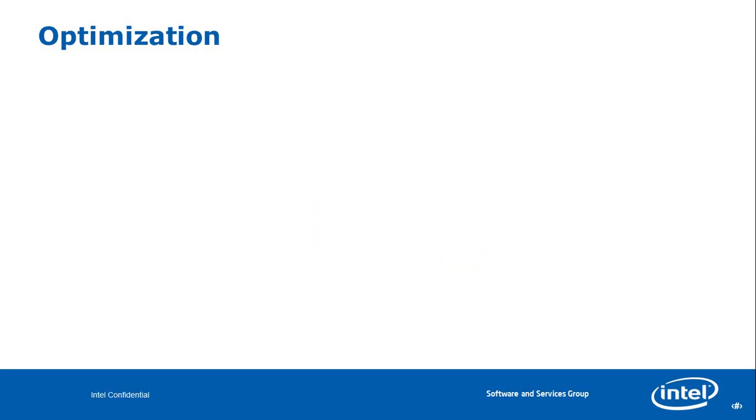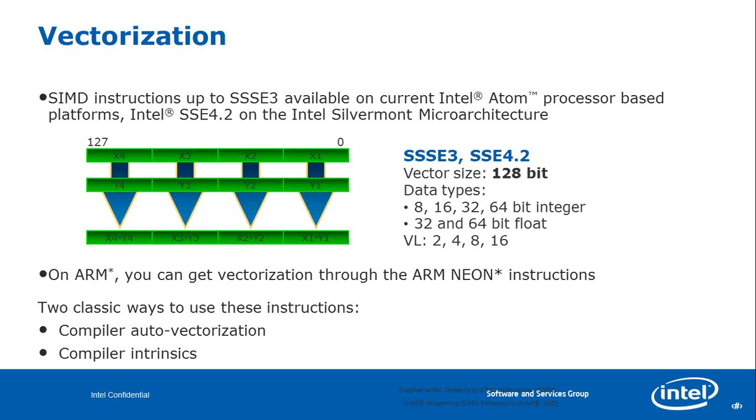So after the demo, let's get into some of the optimization steps which are available for NDK applications on x86. In optimization, I would like to mention two types of optimizations which are available for the x86 platform. One of them is vectorization. In the earlier files I had already mentioned SSE3.